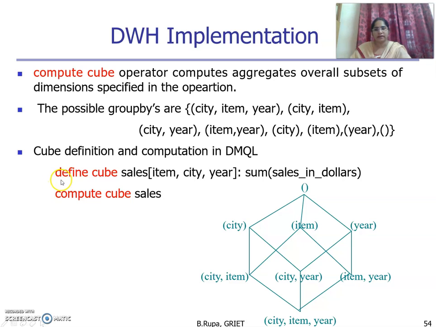First we write define cube sales with the dimensions item, city, and year, colon, sum of sales in dollars. Then you can write compute cube sales. The sales cube contains all 3 dimensions. That means this compute cube operator has to aggregate all the subsets of the dimensions. Here the dimensions are item, city, and year. It has to aggregate all the subsets of all the dimensions, and that is done with the help of the compute cube operator.